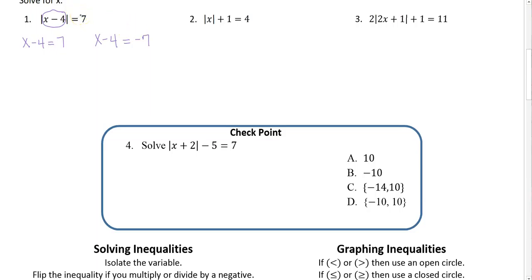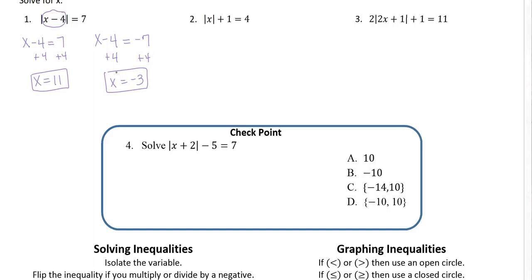Let's solve both of these equations. In the first one we add 4 and we get x equals 11. In the second equation we add 4, but this time we get x equals negative 3. There are two solutions to this absolute value equation.